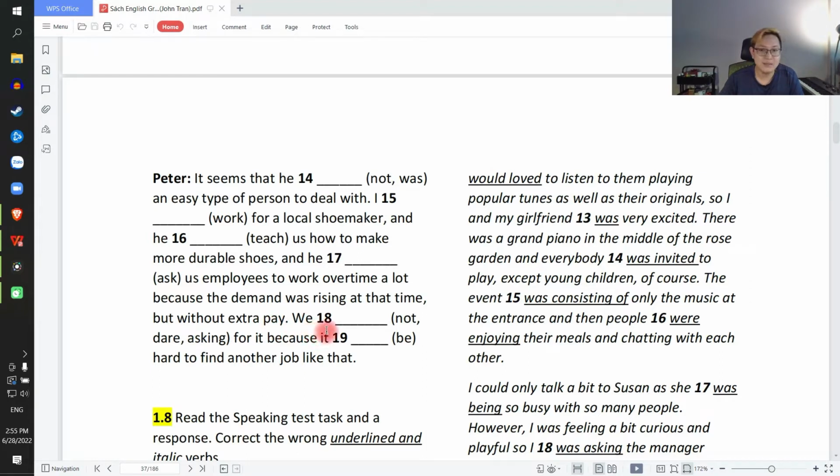18. We didn't dare ask. We didn't ask. Or we didn't dare ask. Or we wouldn't dare ask, not we didn't used to dare asking. Because didn't used to dare asking sounds very unnatural. So we didn't dare ask, or we wouldn't dare ask.